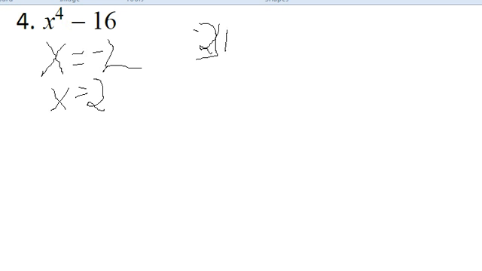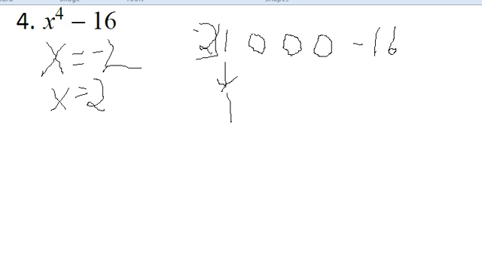I have 1x to the 4th, 0x cubed, oh so good, 0x squared, 0x, negative 16. First I drop down this, yep, that's an arrow. First I drop down this 1, pretty arrow.